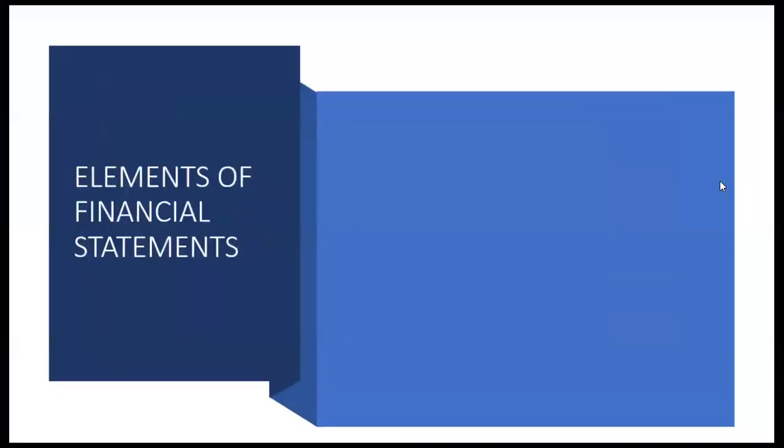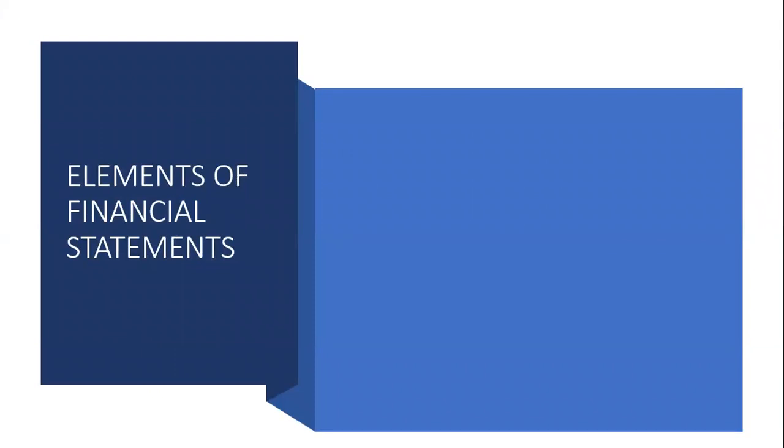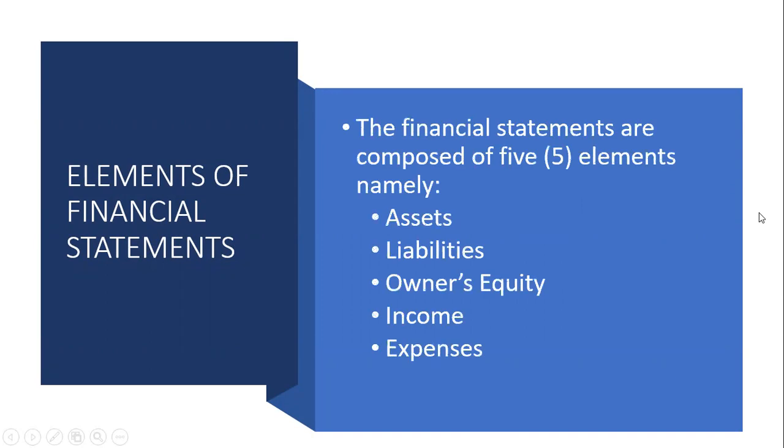The next one is the elements of financial statements. The elements of financial statements are five: assets, liabilities, owner's equity, income, and expenses. We will discuss them one by one later on in this recorded video or another set of recorded videos. But before we discuss them one by one, let's have a recap.